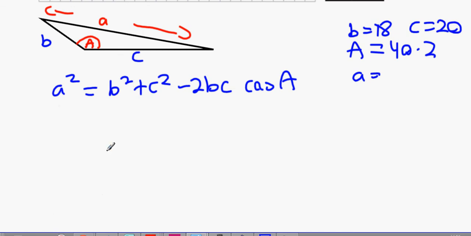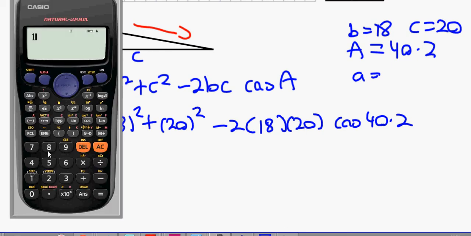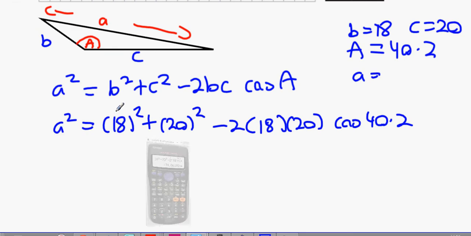So what we get now is A squared equals B squared, which is 18 squared, plus 20 squared, minus 2 times B, which is 18, times C, which is 20, cos 40.2. Okay, so we're going to put all this into our calculator: 18 squared plus 20 squared minus 2 bracket 18 bracket 20, and then cos 40.2, close bracket. What we get is 174.1, let's say.